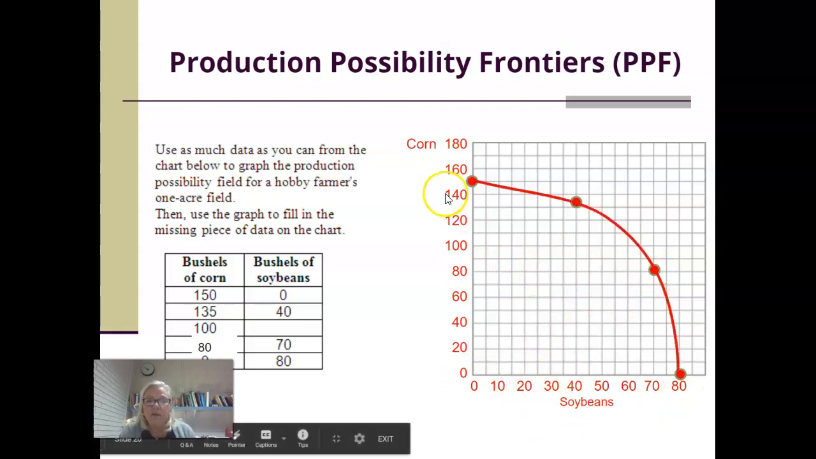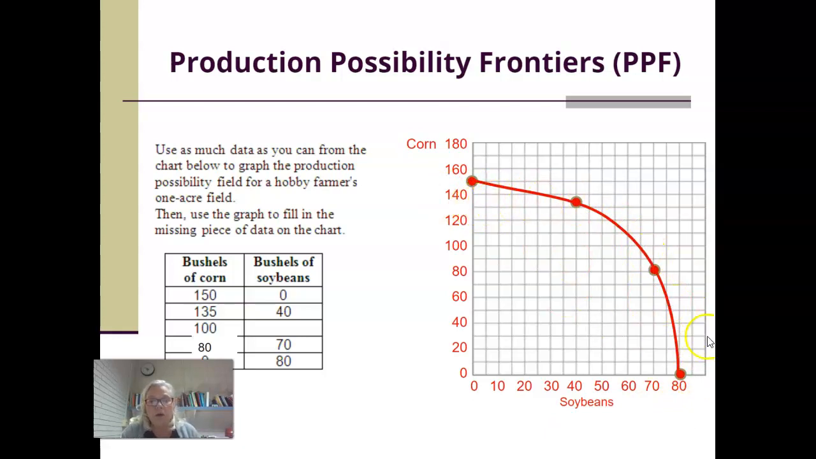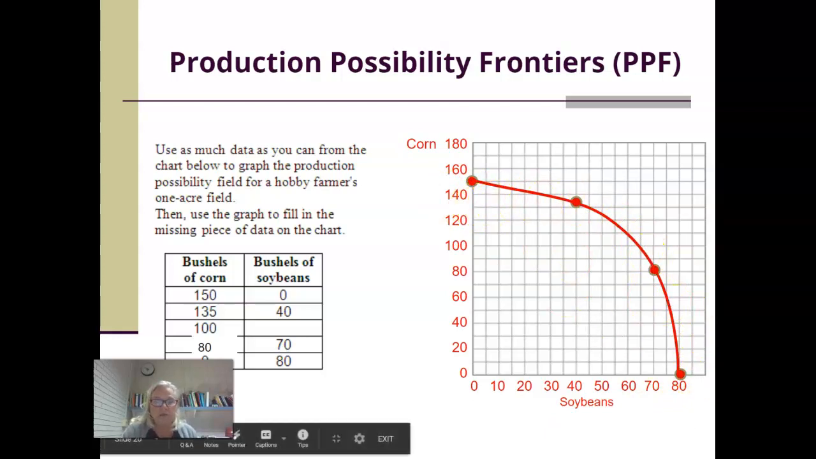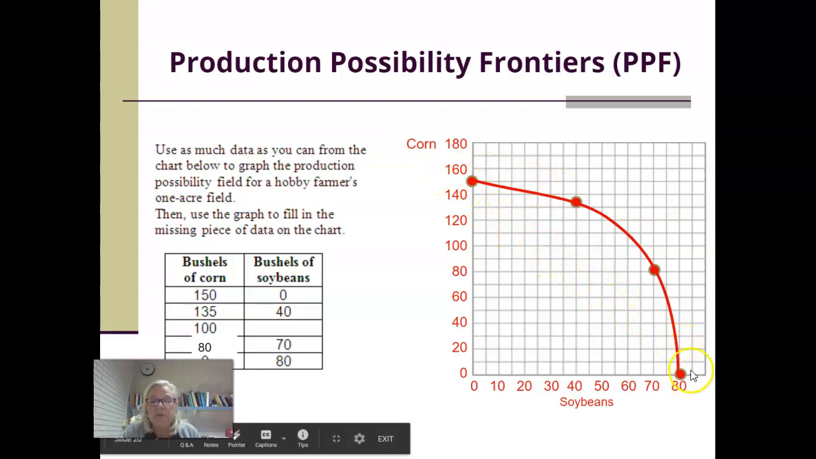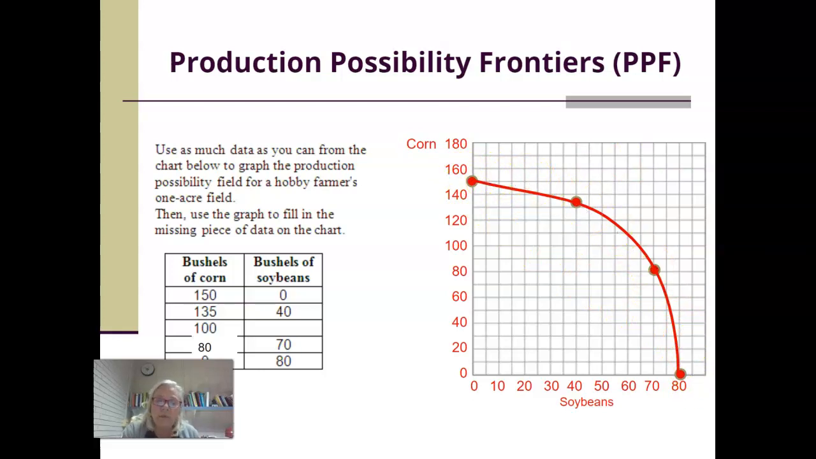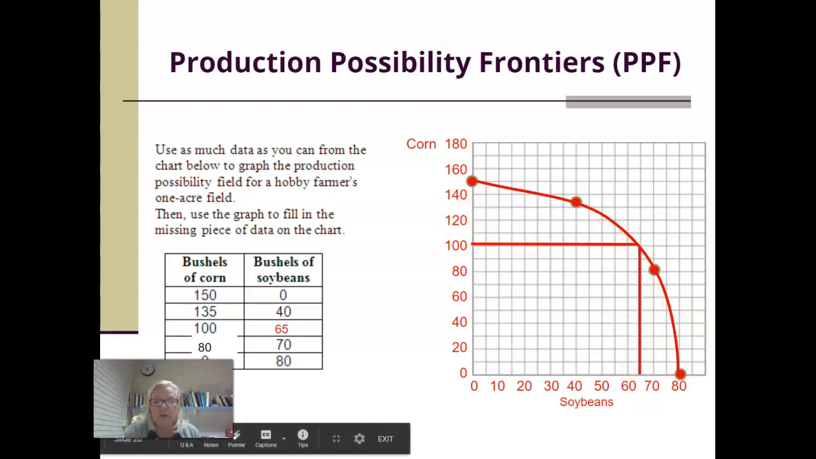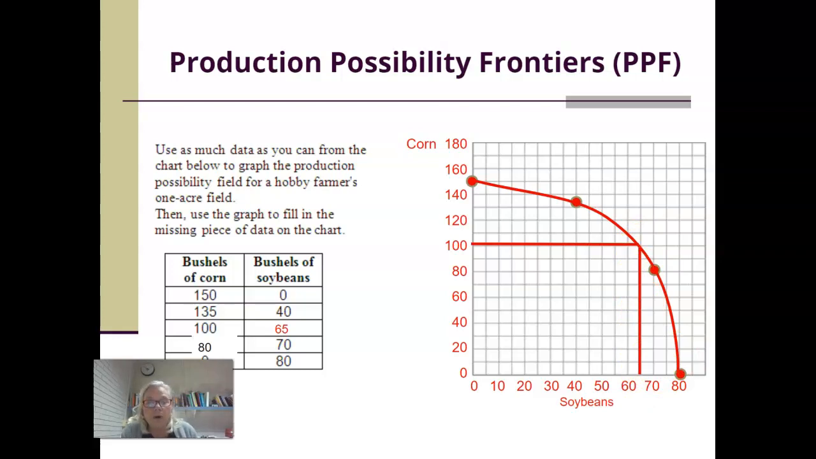So we take the points that we know that we have, and we draw a curve to reflect the production possibilities frontier. Notice in the last example it was linear, a direct line, but this one is more realistic. It's probably going to be, for the most part, a curve. So if we take that 100, we go over here, we're going to see that approximately 65 bushels of soybeans can be produced when you have 100 bushels of corn.